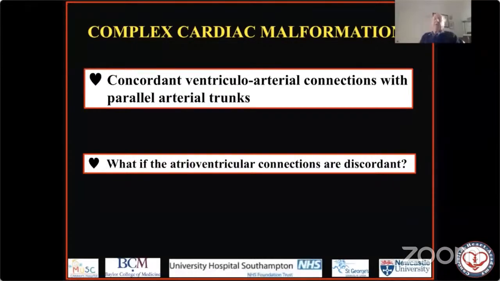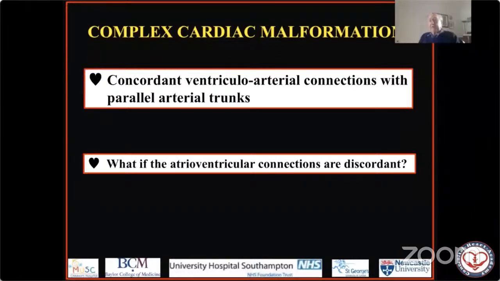If the same thing goes in which the arterial trunks are arranged in concordant fashion, so that the right ventricle is supporting the pulmonary trunk, the left ventricle is supporting the aorta, the atrial chambers connected to inappropriate ventricles, we have a strange situation where we have concordant ventricular arterial connections, but with the blood going the wrong way round.